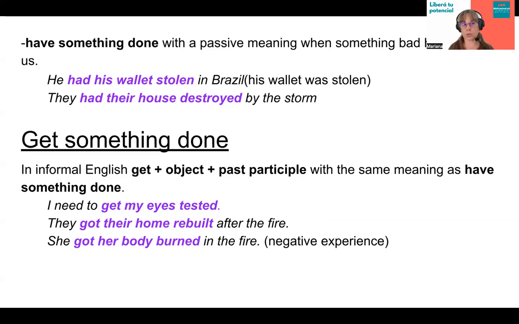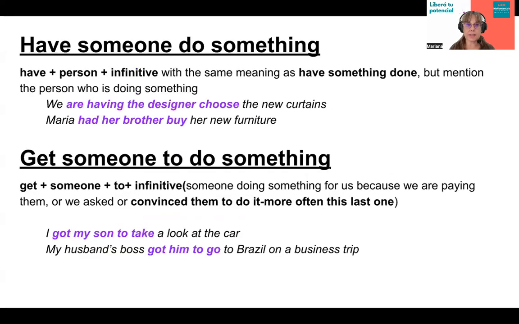And then have a look at this structure, which is very similar, but it's not with have, it's with get. For those of you who love the verb get, you're going to have fun in this video because some of my students complain the verb get has many, many uses, and I absolutely agree with them. So with get, there's a slight difference in connotation. It's like, okay, I need to get my eyes tested. They got their home rebuilt. She got her body burnt. In this case, it's equivalent to have, very similar.